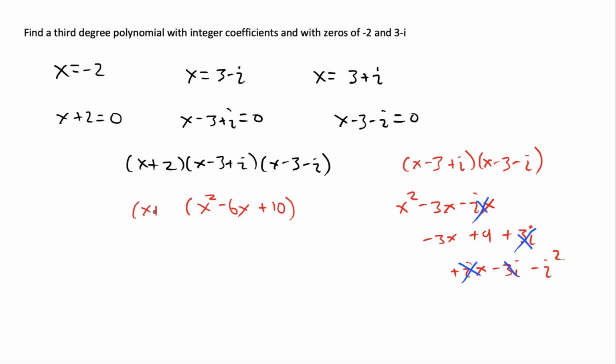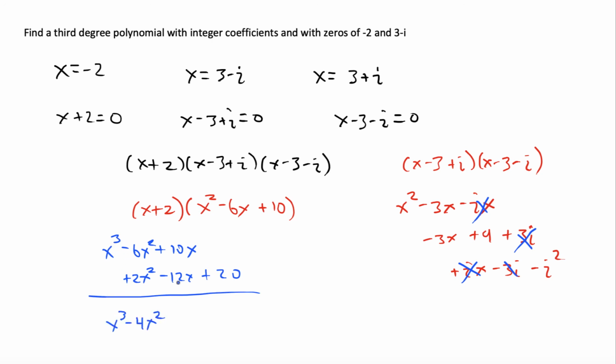Now we should be able to multiply this out, and that should give us our final answer. So let's distribute again. We multiply the x here, so we get x cubed minus 6x squared plus 10x, and then we distribute the 2 to all three of these terms. We get plus 2x squared minus 12x plus 20, and when we combine only the like terms, we get x cubed minus 4x squared minus 2x plus 20.